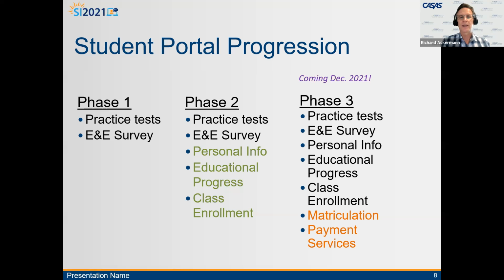Phase 2, we started adding personal information. So that's demographics on the student and some program information. Also a place where they can see their educational progress, and now a place where they can also do class enrollment. So that's where we are in phase 2, and that's what we'll be demonstrating today. And then phase 3 is where we're aiming for in December, where we add more of that matriculation and payment services, which we'll talk about a little bit more later.